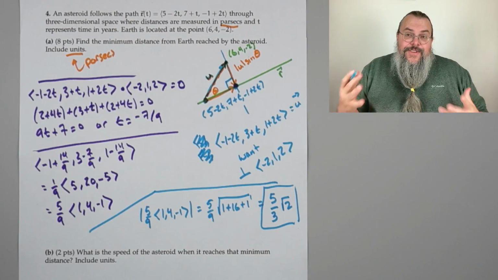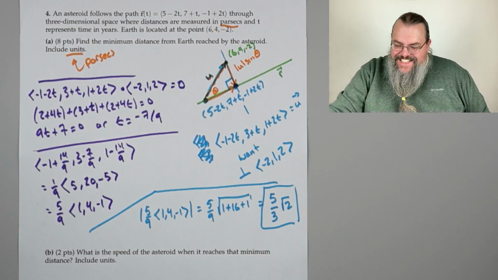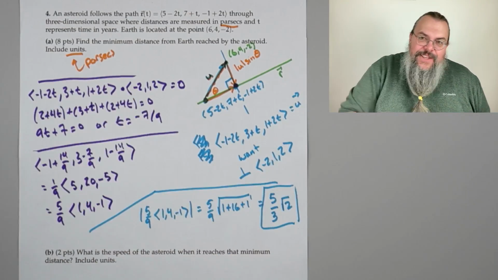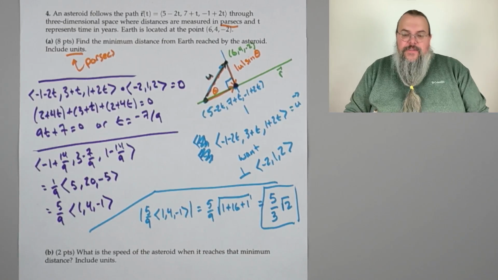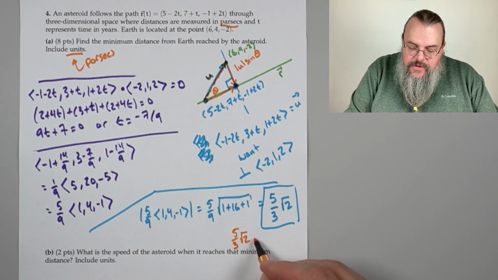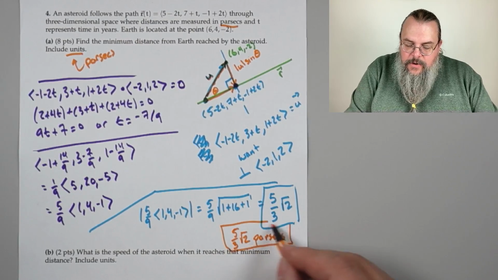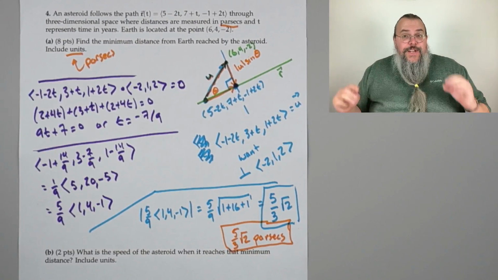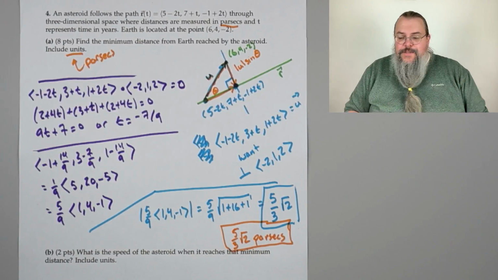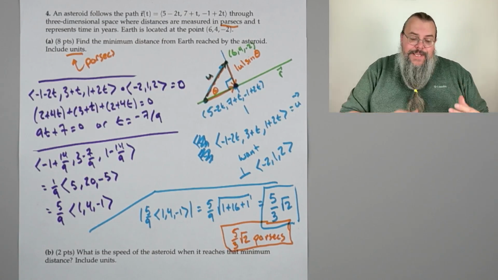Now, I noticed I wrote this down. What did I forget to do? I forgot to put in my units because the problem asked for units. And so I really should have written down 5/3 square root of 2 parsecs. Yes. Now we're cooking. Make sure you get all those points. Don't want to lose any small points. All right, now on to part B.